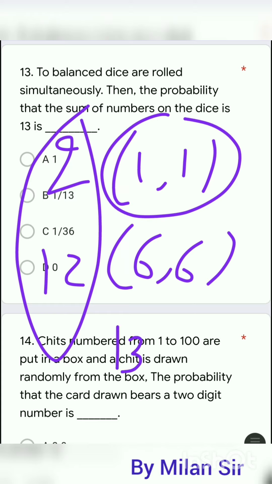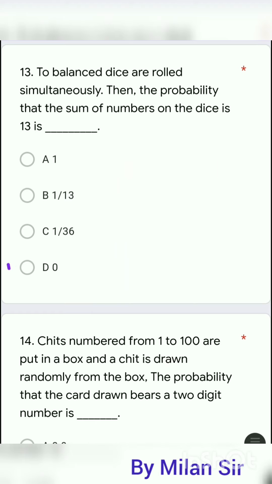So there is not any single pair which has the sum 13. That's why here the answer is 0. It is called an impossible event, right? Because 13 cannot become, it is not possible. That's why it is called an impossible event. Here we do not have sum 13 in any element, so our answer is 0. Okay, so the probability of this question is 0 because this is an impossible event.